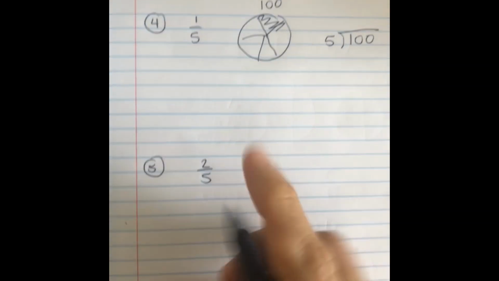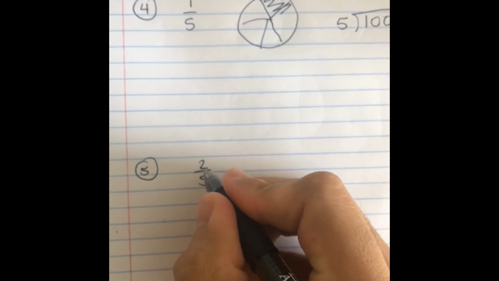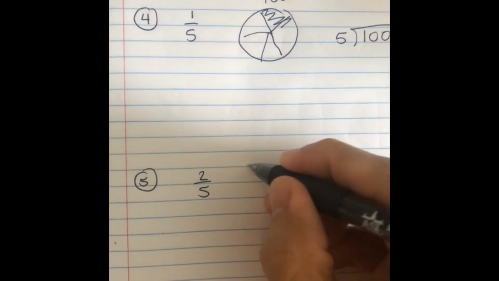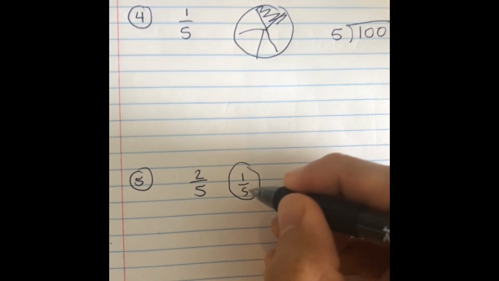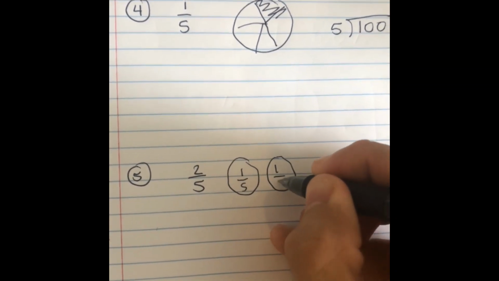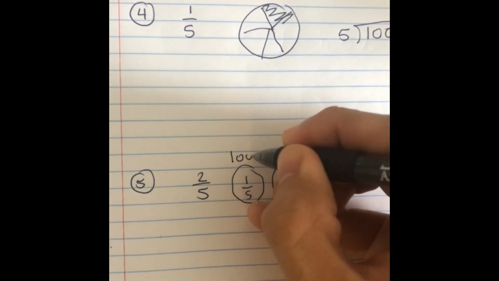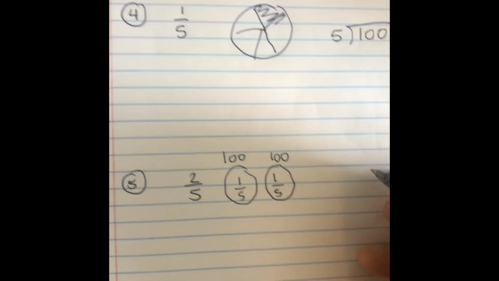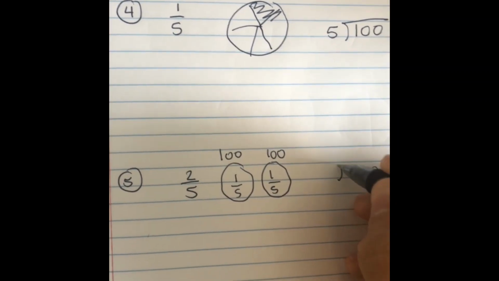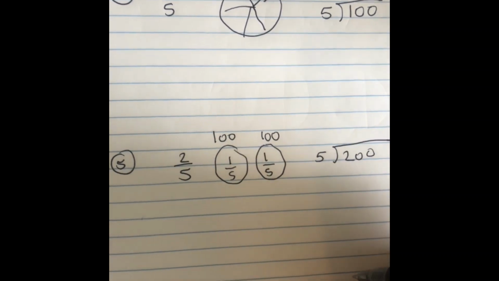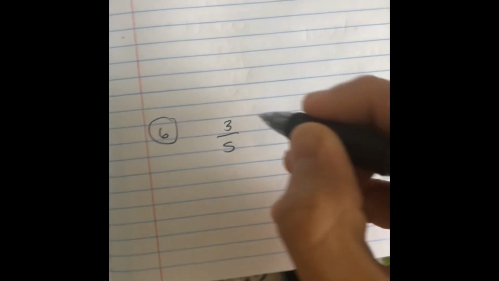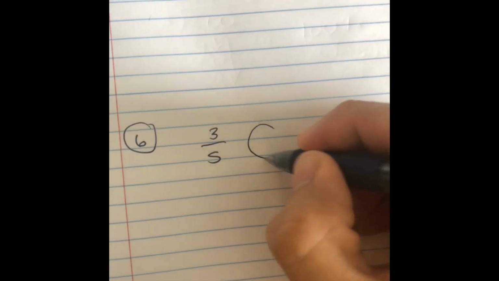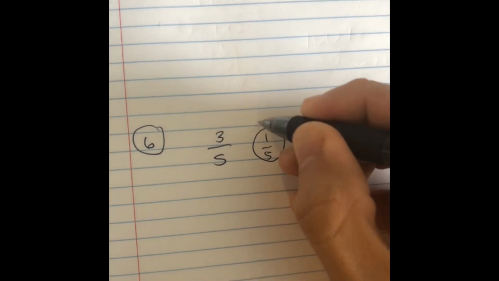Now look at number 2. Is it a unit fraction or is it more than 1? Yep, there's more than 1. So it's going to be 2/5. So you're going to take 1/5 and 1/5 out of 100. So you're going to take 200s and break them up into 5 parts. That's going to give you your percentage. Number 6. It's not just 1/5 or 2/5, it's 3/5. So you're going to take 1/5 out of 100.